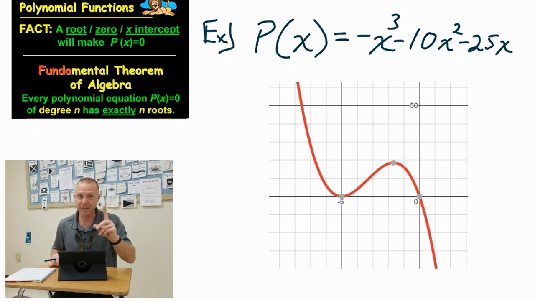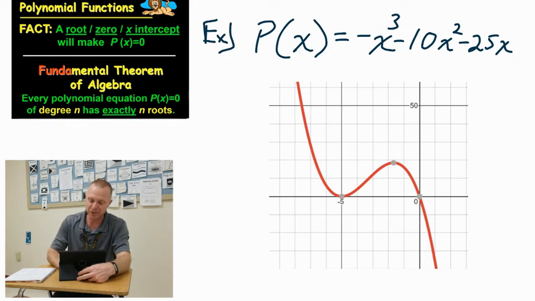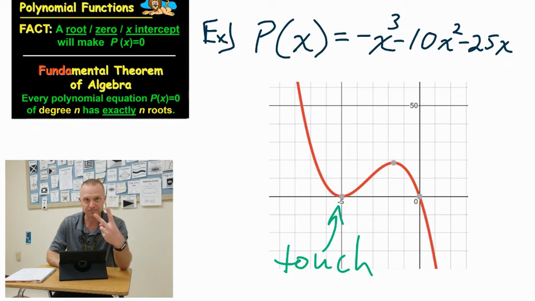But this is the only kind of touching that we want to see. That's right, when a polynomial touches the x-axis. You see, when a polynomial touches the x-axis, that's a sign to us that there is a special multiplicity. That's a sign to us that we're going to have a multiplicity of 2.